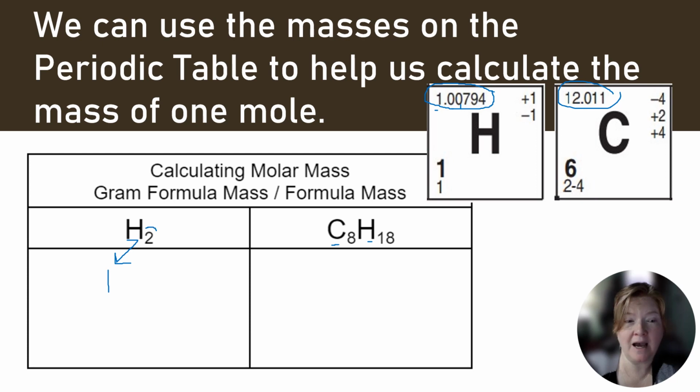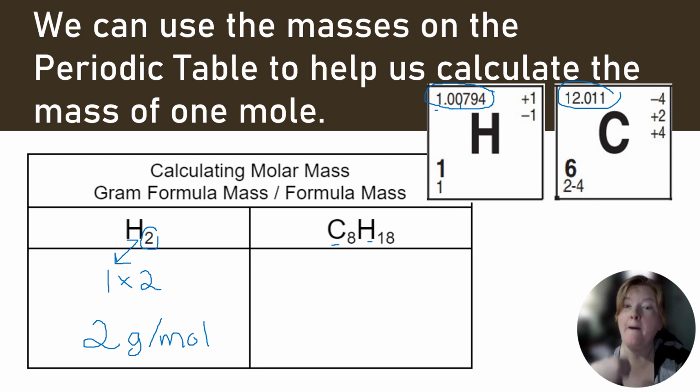And how many hydrogen atoms do I have? Well, that subscript tells me times 2. So what's 1 times 2? Well, this is real basic math, right? So that's 2 grams per mole. And that's the units for gram formula mass or molar mass, the number of grams in the formula or the number of grams in a mole. Because with this formula, as it's written, we're going to be assuming that's a mole.